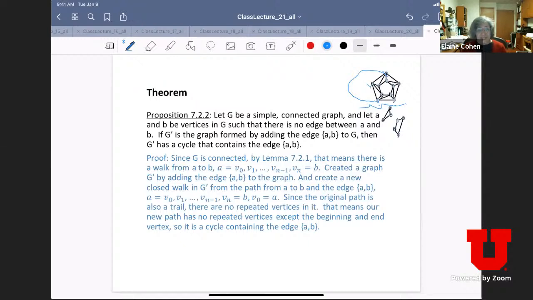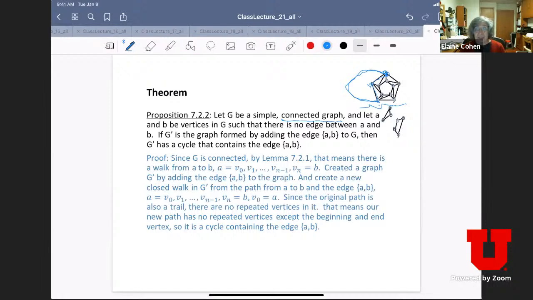Okay, where does this come from? This is a direct proof. We don't have to worry about either of the other techniques, because if it's connected, you know that between any two vertices there's already a path, and a path is a trail. And then if I add an edge between the start and end of the path, I have a loop.